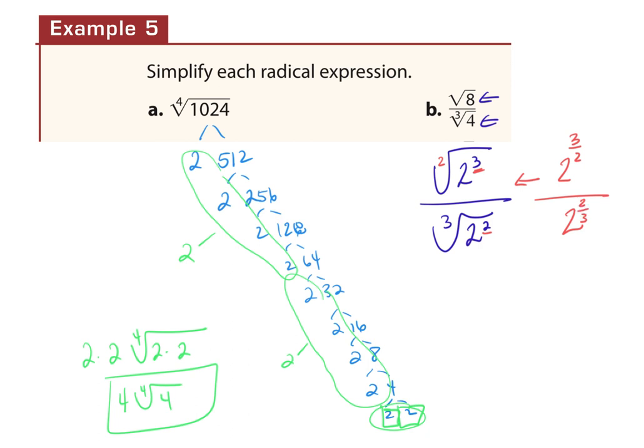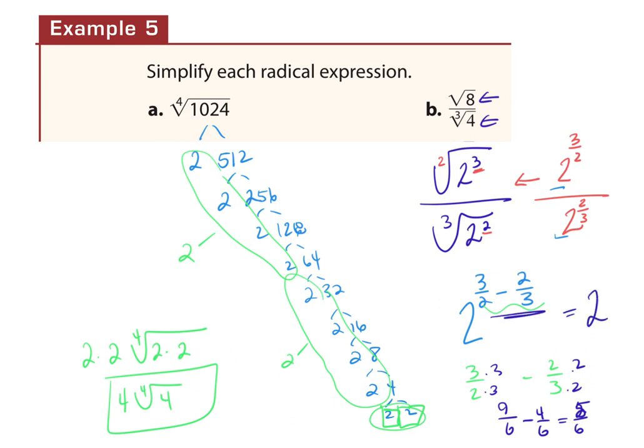Now I can use my properties of exponents. I have like bases. So if I have like bases and I'm dividing, I can subtract them. 2 to the 3/2 minus 2/3. Get a common denominator when I do this piece of it. 3/2 minus 2/3. My common denominator here is 6. So I have 9/6 minus 4/6. That is 5/6. So that's my new exponent, 2 to the 5/6.